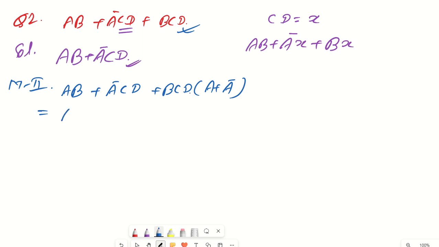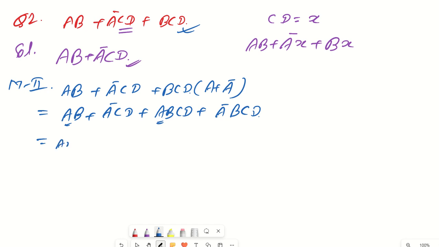So I'm going to do that: AB plus A bar CD plus, I'll just multiply it, so it is going to be ABCD plus A bar BCD. Okay. Now I can take AB common from this term and this term. So can I write it down? AB multiplied by 1 plus CD plus, I can write down A bar C also common from this term and this term. So I can write it down as A bar CD into 1 plus B.